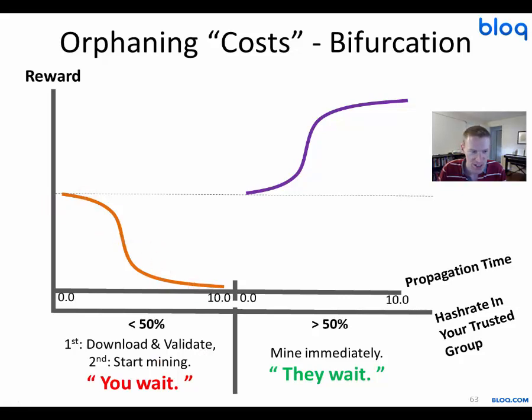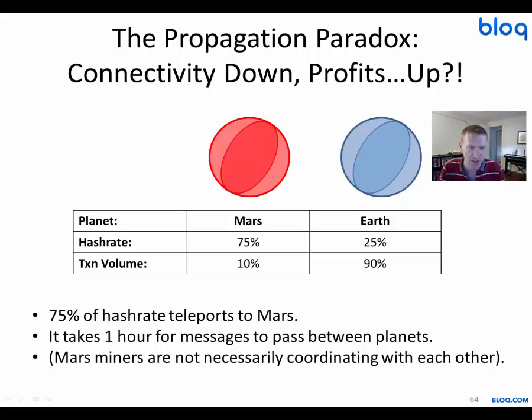The unfortunate thing is that the effect is exactly the opposite if you happen to be in a greater than 50% trusted group. So I'm going to explain that with this clever thought experiment. And someone else invented this. It might have even been Mike Kern. I don't really remember. But I'm just going to quickly repeat it. What happens here is that there is a paradox for propagation. As your connectivity gets worse, your profits go up.